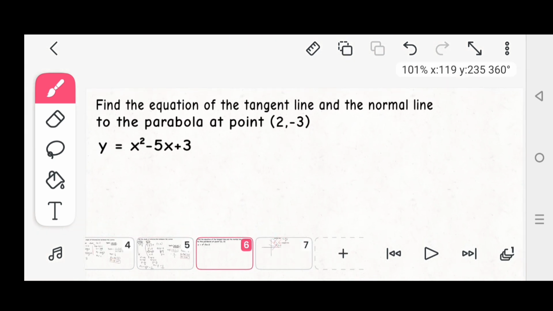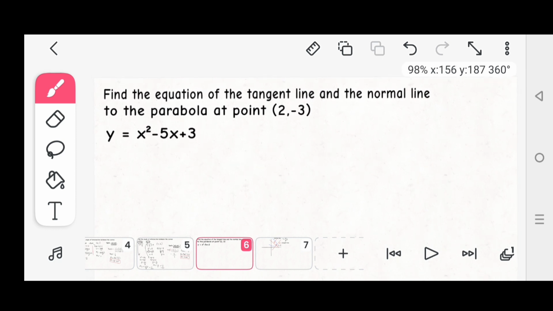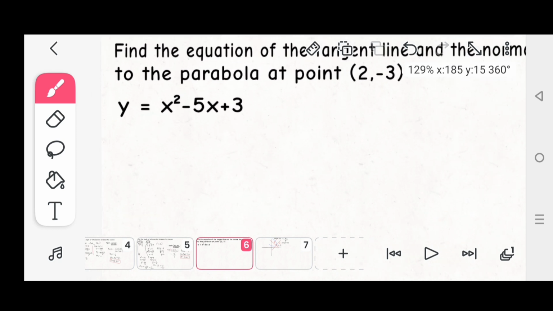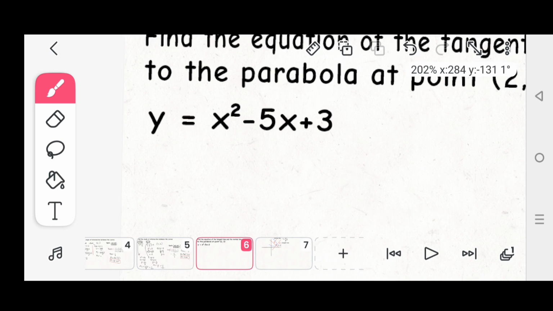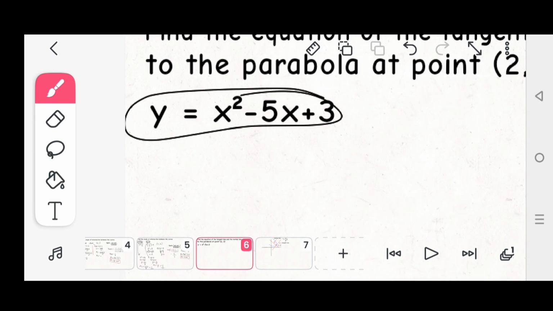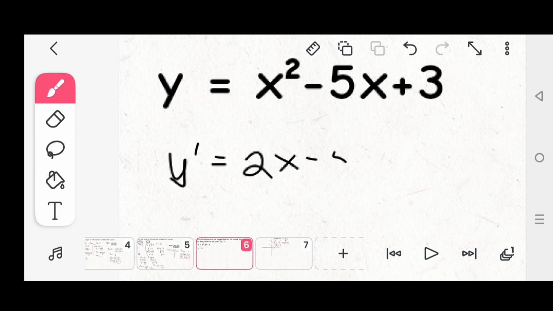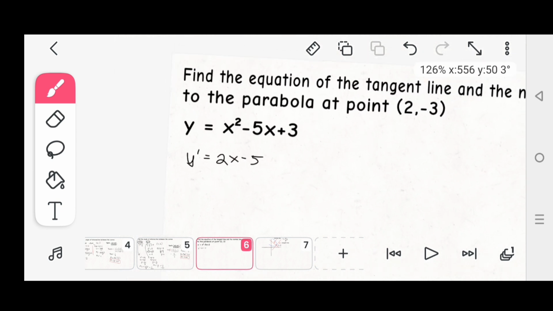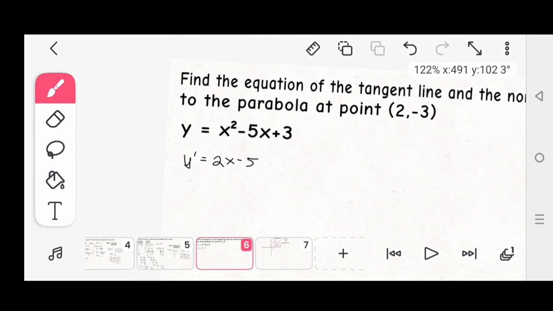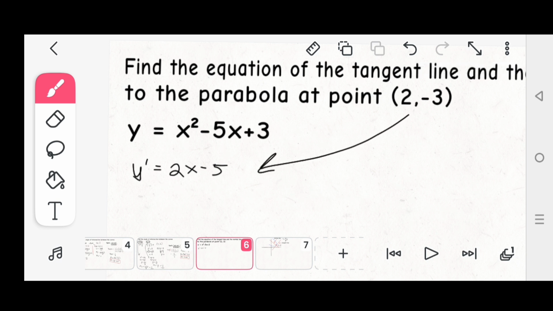First example is this one. Find the equation of the tangent line and the normal line to the parabola. First, we have to derive this first equation, 2x minus 5. And then we have to substitute the value of x and y.